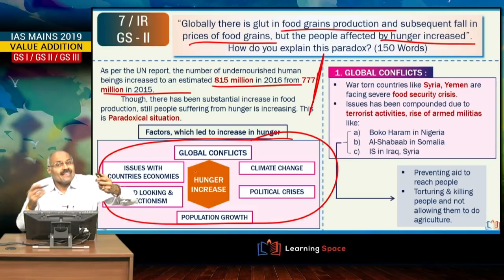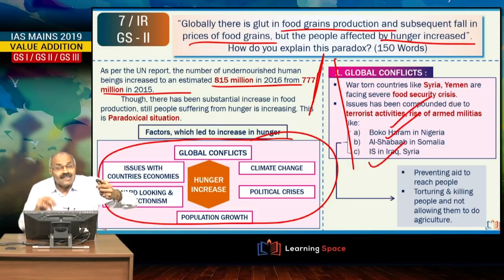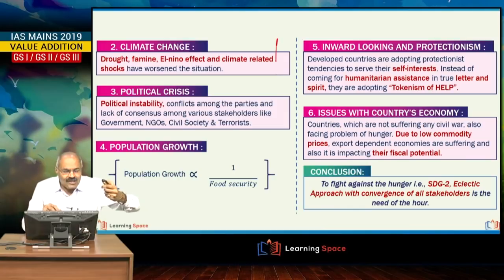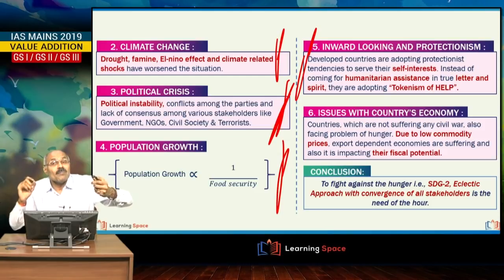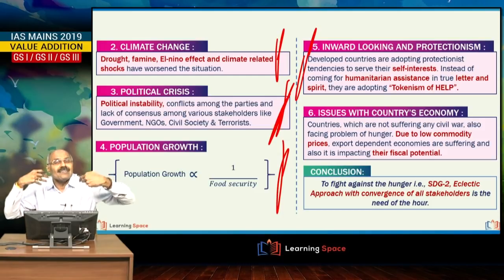Just expand them. Global conflicts, right? Boko Haram, Al-Shabaab, Islamic State, Syria, Yemen. You can expand this. Then climate change, drought, famine in several regions, political crisis, then population growth, then inward looking and protectionism. In recent times, countries are becoming inward looking, right?